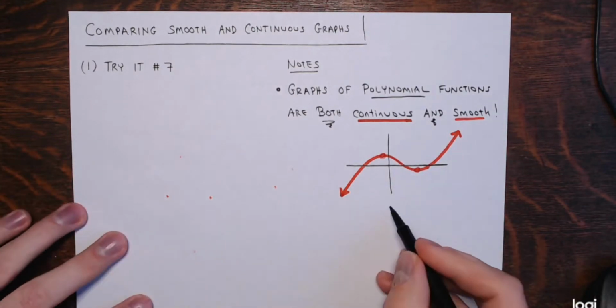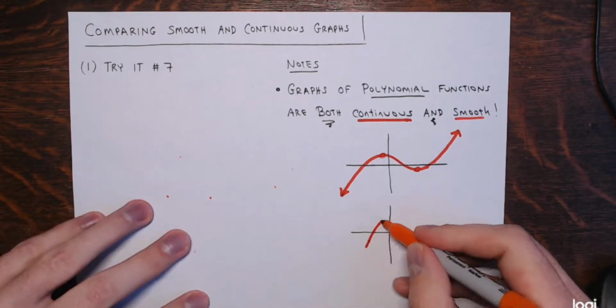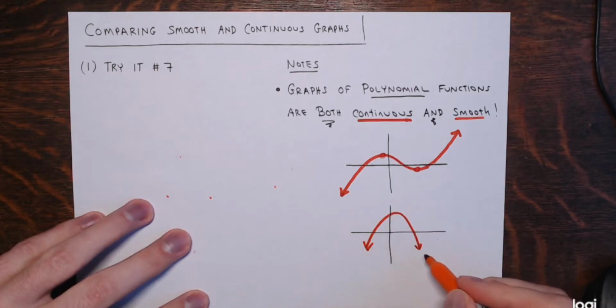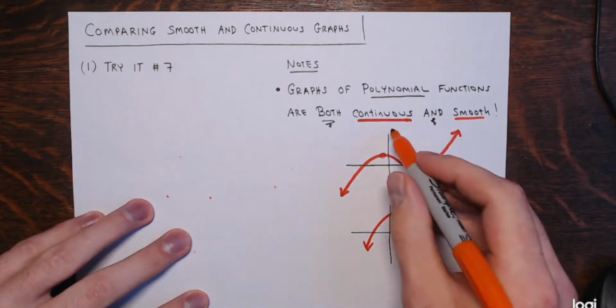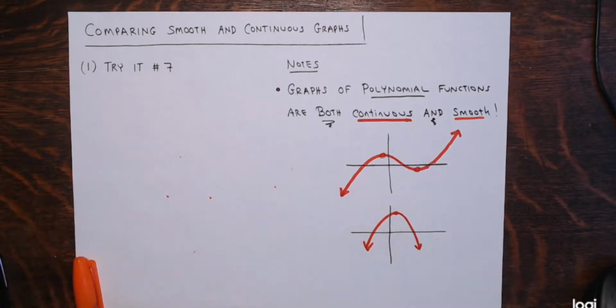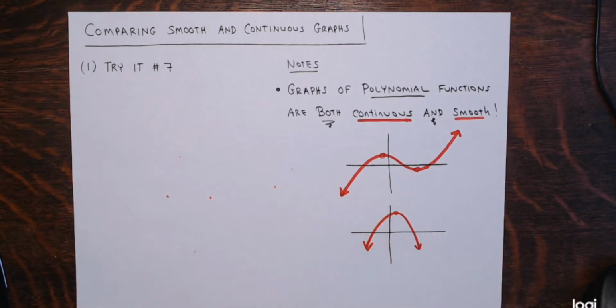A graph like this, just a simple parabola. You draw from left to right without lifting your pencil. There's no breaks or holes. It's continuous. And the turning points are at rounded curves. They're not at sharp corners, so it's smooth as well. So these would be examples of graphs of polynomial functions. And every graph of a polynomial function will be both continuous and smooth.